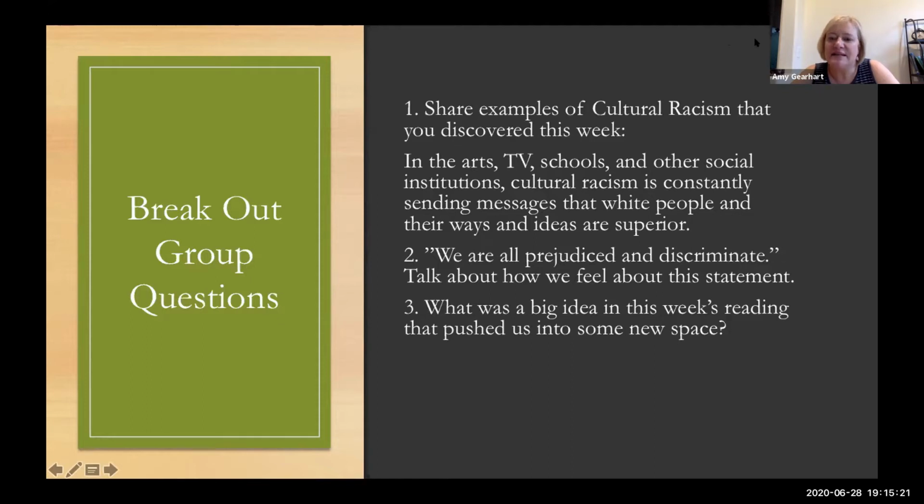And then this idea that comes from D'Angelo in this chapter this week, we are all prejudiced and discriminate. So I want to invite you, especially those who got a chance to read that first part of the chapter, to talk about how you feel about that. And then, what's a big idea in this week's reading that pushed you into some new space? So certainly take some time to quickly and briefly introduce each other, do the math, and figure out for each of you to have time to talk about each of these ideas.